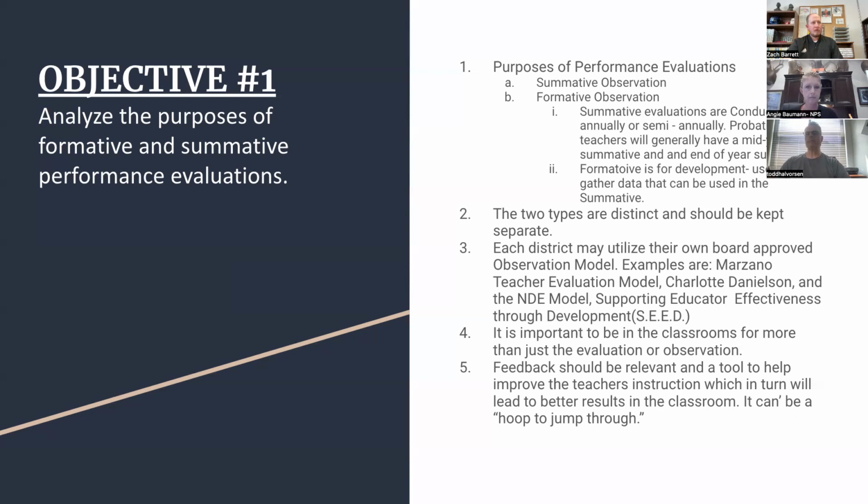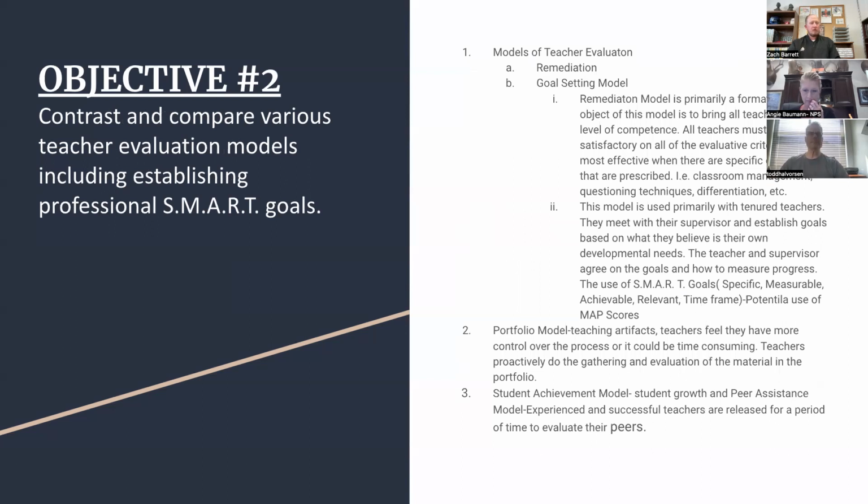All right, moving to number 2. So our second objective we want to talk about is contrast and compare various teacher evaluation models, including establishing professional SMART goals. This is the one I think that kind of threw me off, because they talked about the evaluation model as being remediation. In my mind, you have the evaluation, you have the direct improvement plan, then it may need to go to remediation. So you have the remediation one, and then goal setting.